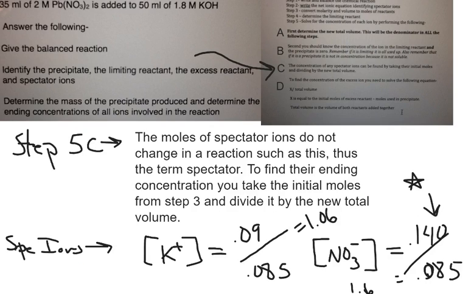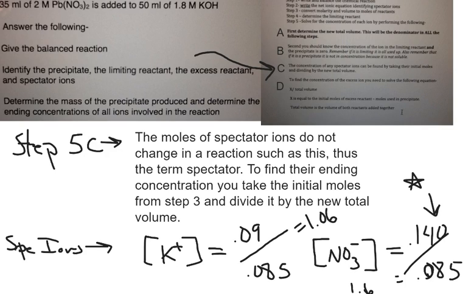Step 5C says, all right, well, we need to find the concentration of spectator ions. The moles of spectator ions do not change in the reaction. That's why they're called spectators. What we mean by the moles is that the initial moles don't react with something else that removes them from the solution. So they just stay in solution.